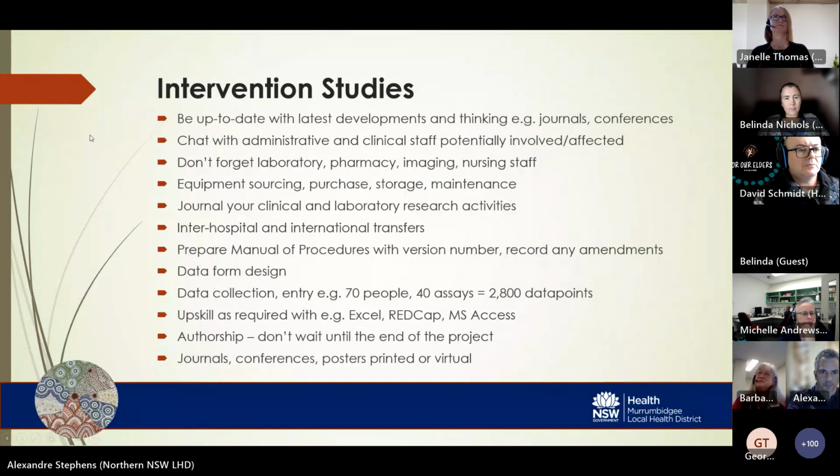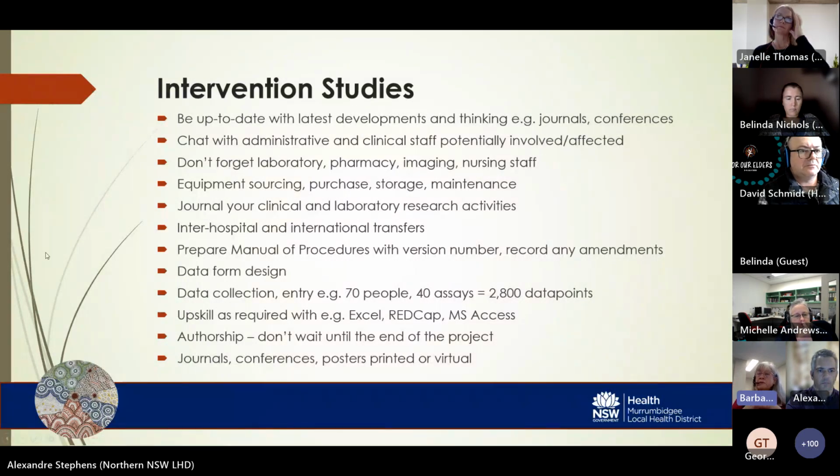Intervention studies. Okay, so we're getting to more complex research design here. And I can't emphasize how important it is to be up to date with what the state of the art is in your area. I don't want you to waste any of your time on reinventing something when you have the capacity, the ability, to take science the next step along in the journey.